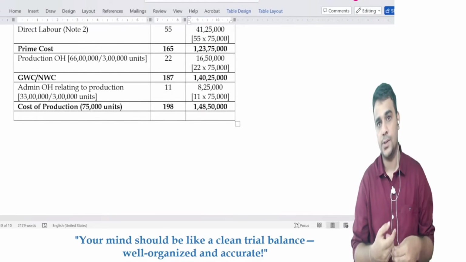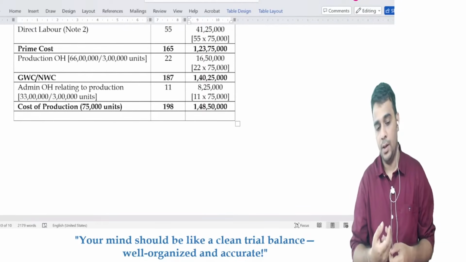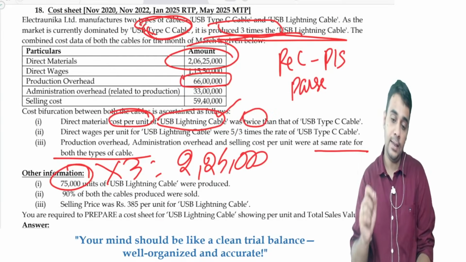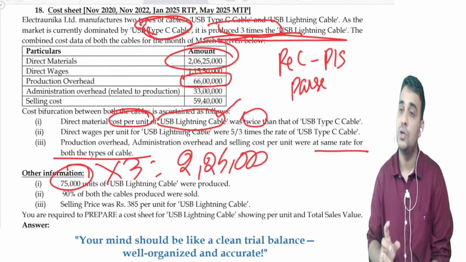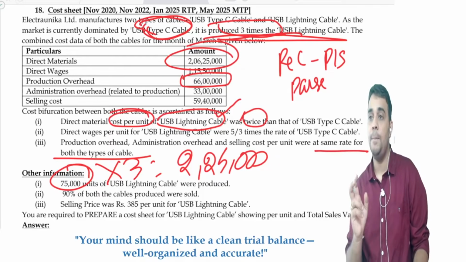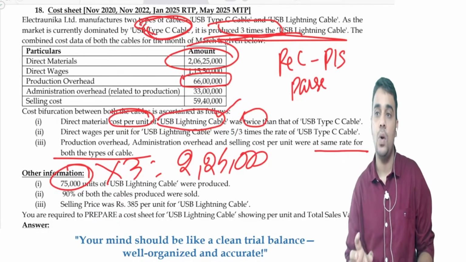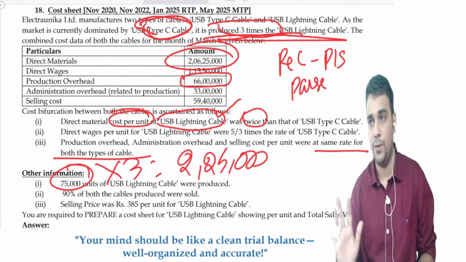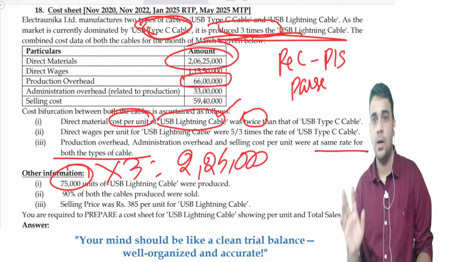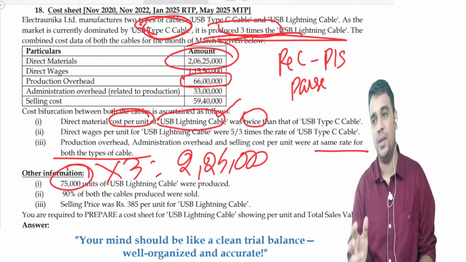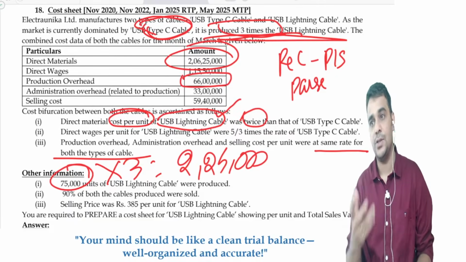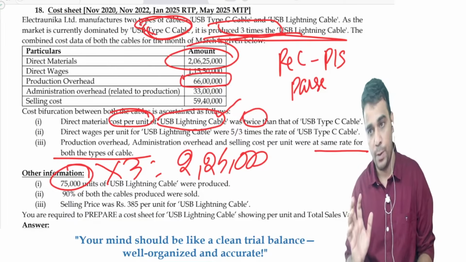Any doubts on this? Clear? Now, the question has gone ahead and said 90% only has been sold, which means 10% is unsold. Closing stock is there. Opening stock, no information. Whether you say FIFO method or weighted average cost method, the answer is going to remain the same because there is no opening stock.